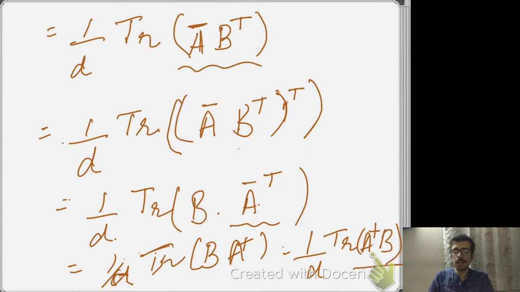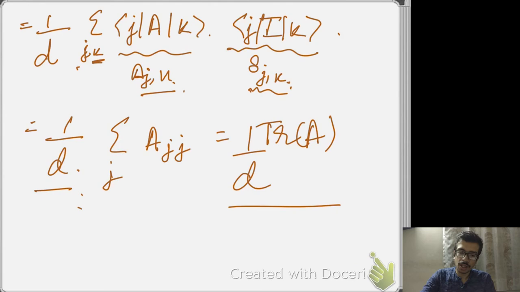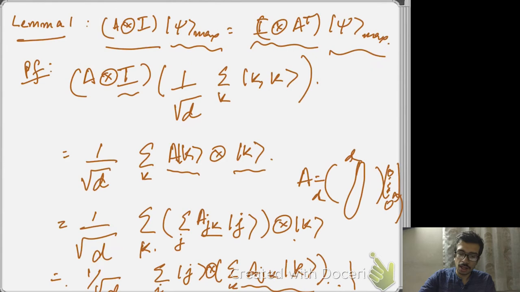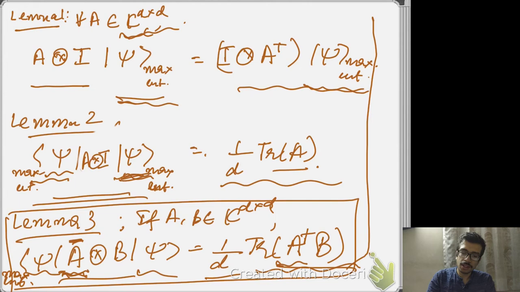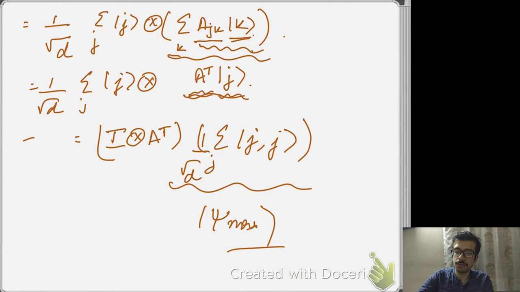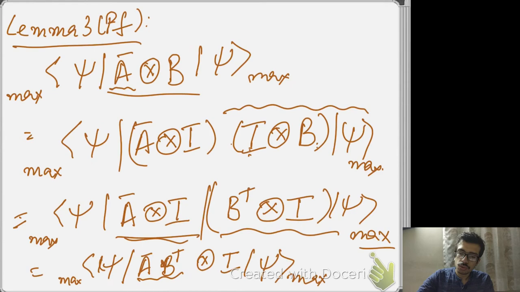So just convince yourself that you have understood the proof of the three lemmas. If there are still doubts, you can ask in the comments. Just to recollect, what we have shown is that I can transfer A from the first Hilbert space to the second Hilbert space with a transpose. I have shown that the expected value of an observable only on the first Hilbert space is proportional to the trace of A. And I have also shown that the expected value of A conjugate tensor B is the trace of A dagger B over D, where over D is just a scaling factor. So we have proven these three lemmas, and you will see we'll use them a lot more.